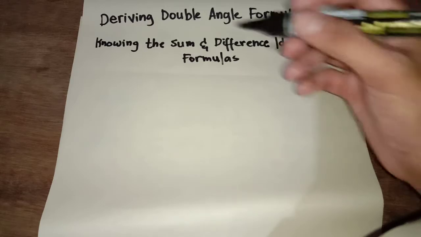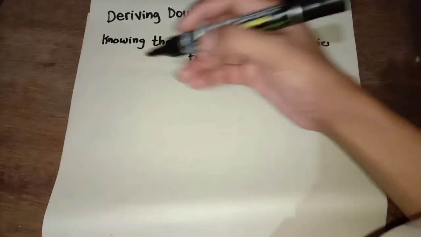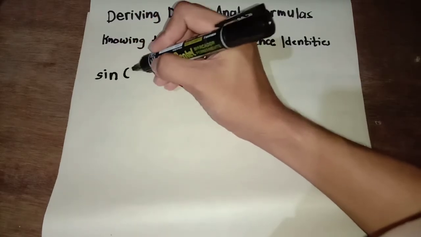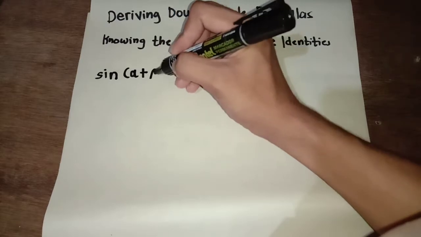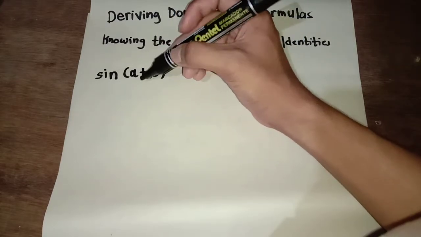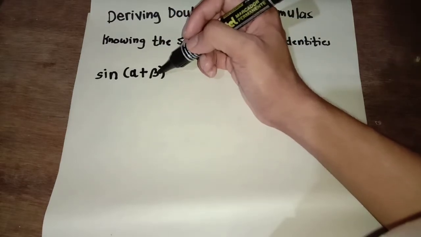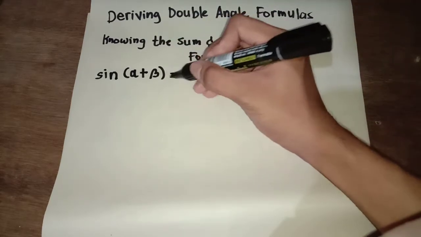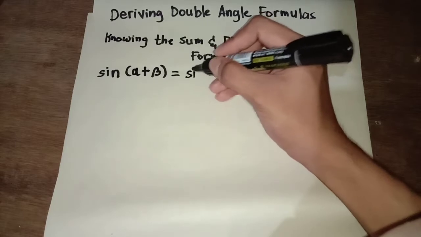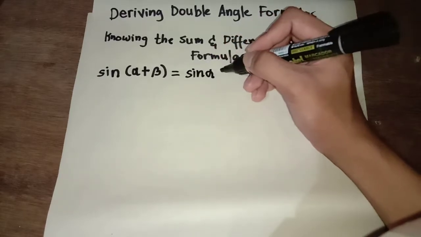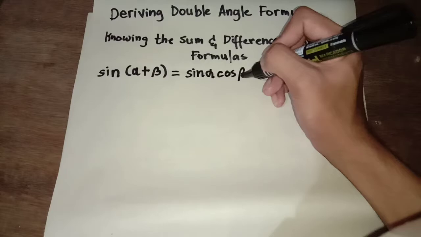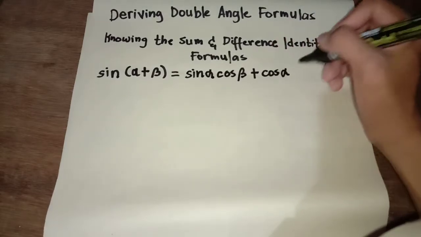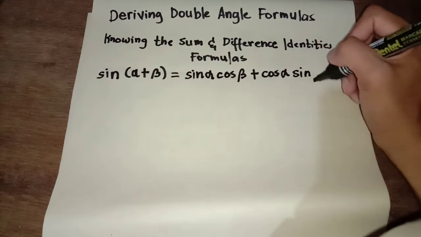So, the sum identity for sine alpha plus beta. Let alpha be the first angle and beta be the second angle. So, sine of alpha plus beta is equal to sine alpha cosine beta plus cosine alpha sine beta.